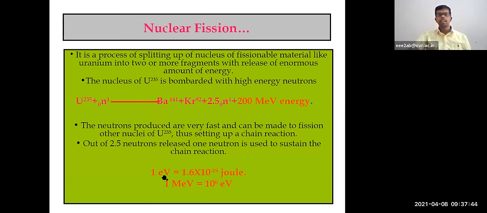So one electron volt is 1.6 into 10 to the power of minus 19 joules. One mega electron volt is 10 to the power of 6 electron volts. So 200 means 200 into 10 to the power of 6. So that is nothing but 2 megawatt, 2 megawatt of energy is being produced.